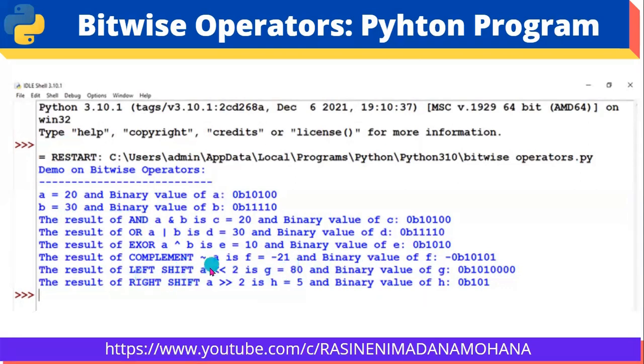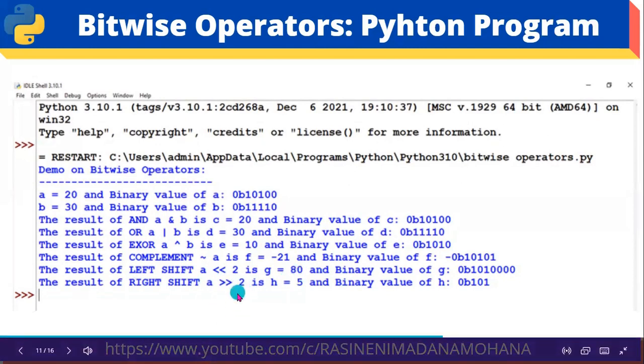Then similarly, left shift A, left shift 2. What is the value you will get? 80. Theoretically, we demonstrated the same. Then right shift A, right shift 2. Here, what is the value we got? 5. The same value is displayed here.